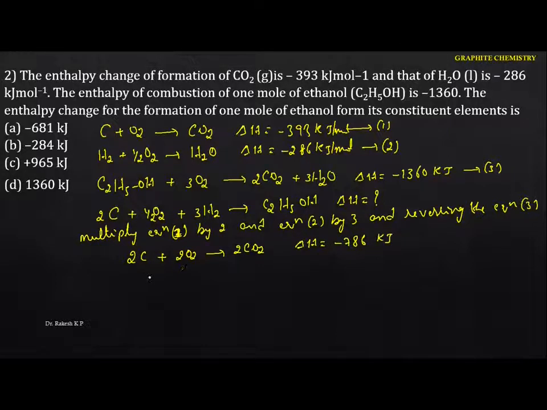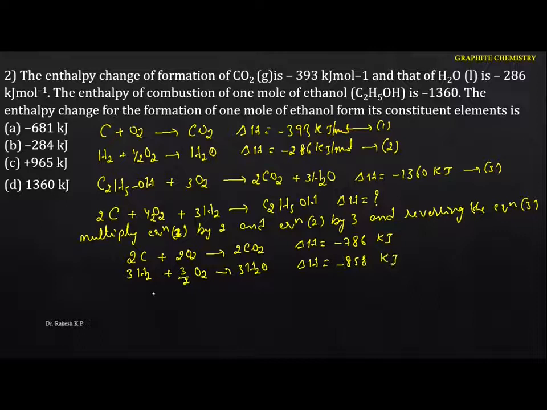And similarly for equation 2, we have to multiply by 3. That becomes 3H2 plus 3/2 O2, which gives you 3H2O. And again the delta H value, you have to multiply by 3, that becomes minus 858 kilojoules.